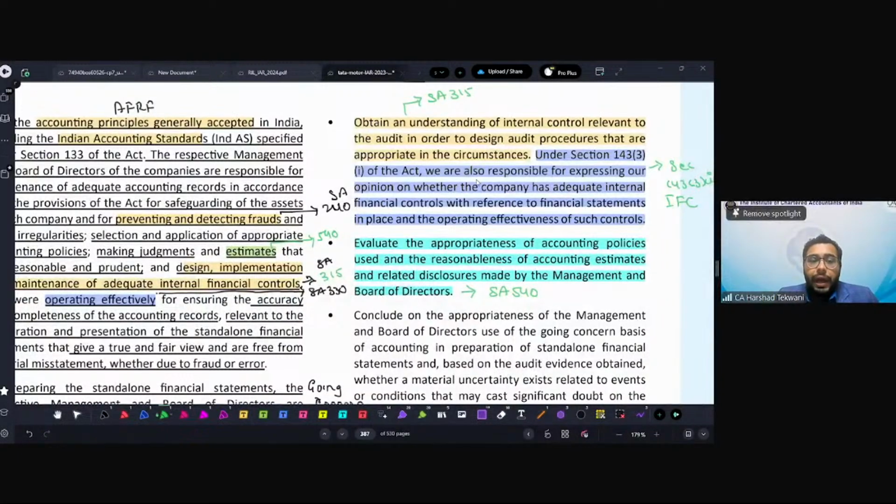Then again, when we talk about SA 315, over there we also look into accounting policies, when we prepare the audit plan and detailed audit program, when we assess the risk of material misstatement. Over there also we assess the accounting policies to perform the risk assessment part. So it is a combination which is coming from SA 510 and SA 315.